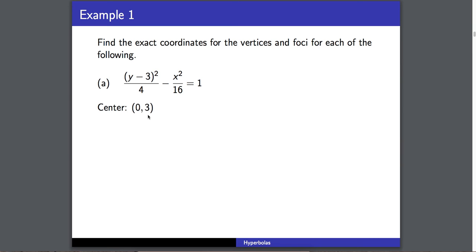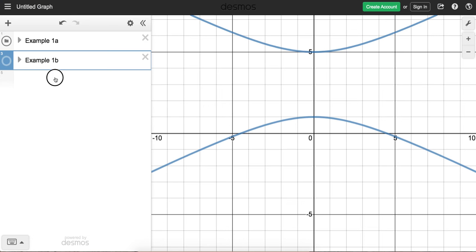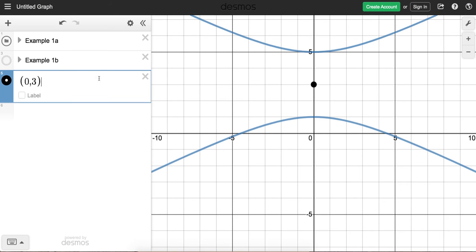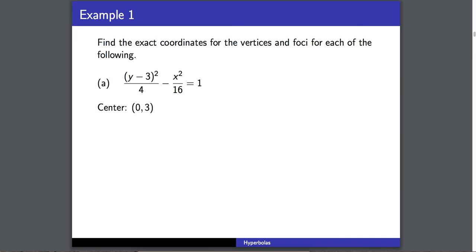We're going to start by finding the center, even though it doesn't ask us to outright. The center of this hyperbola is at (0, 3), so you can think of this as (x minus 0) squared. So 0 and 3. Let's go ahead and plot that point just to get a good visualization of it. So there's our center. Notice our center is going to be the same distance going up to this branch as it is going down to this branch for our vertices.